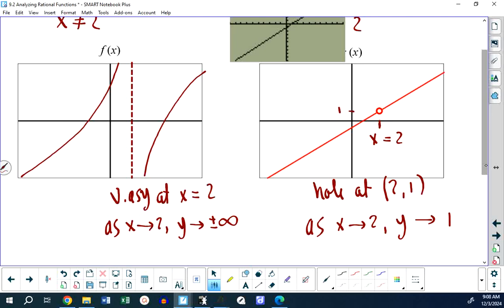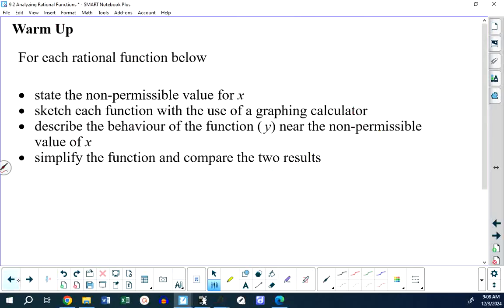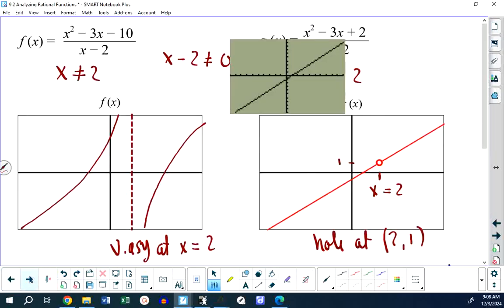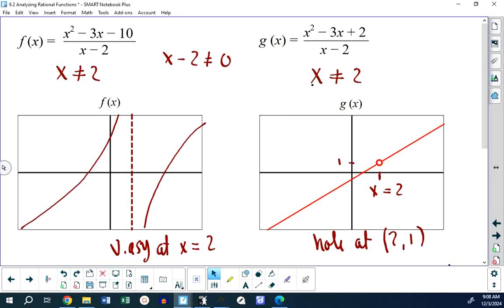So how can we know which it's going to be without graphing it? Well, that leads to the next part of the question. We were asked to simplify the function and compare the results. So how do we simplify a rational expression? Well, you simplify a rational expression by factoring and canceling.